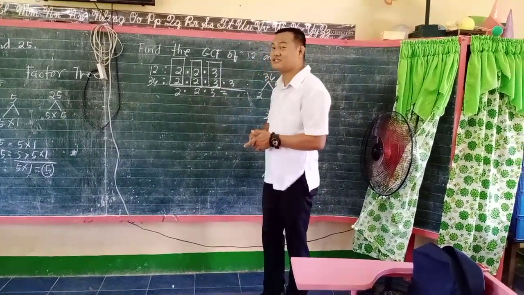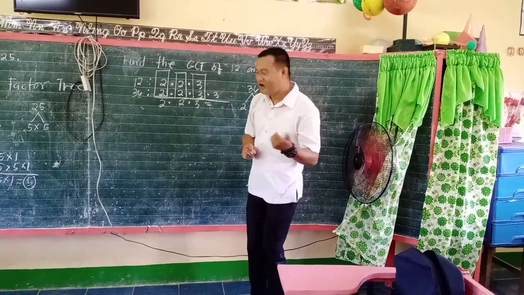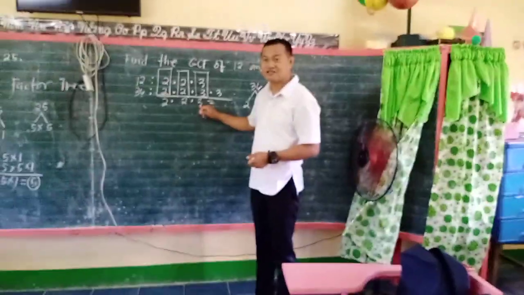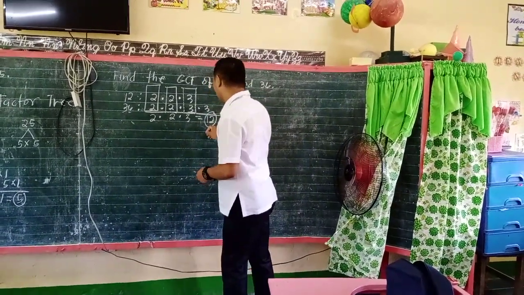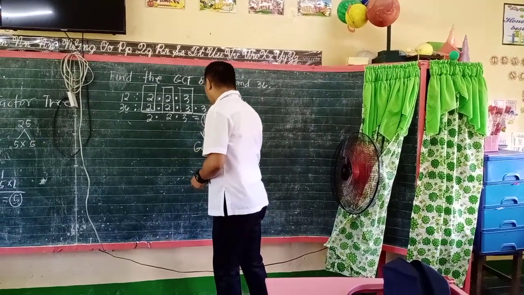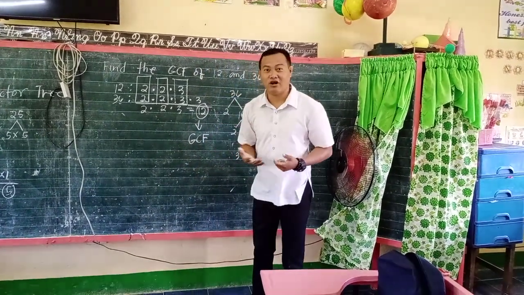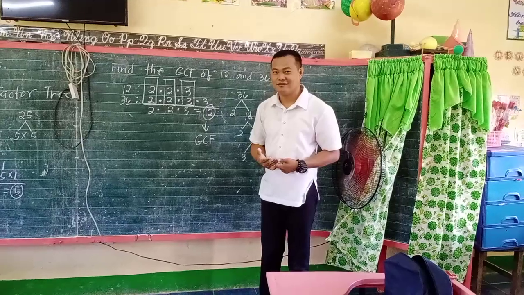2 times 2 is 4. Very good. Times 3 is 12. Therefore, 12 now is our GCF. Can you follow our lesson for today?